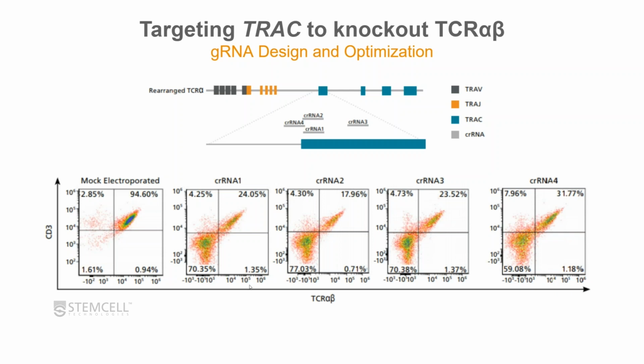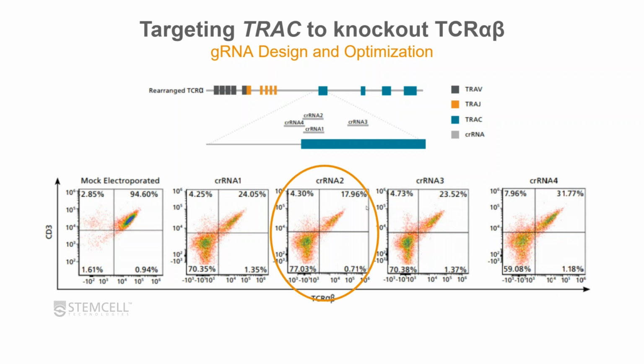And what we found was that all of the RNP complexes with CRISPR RNA 1 through 4 resulted in knockout of TCR alpha beta and CD3, which are co-expressed, as shown here. They actually knocked out TCR alpha beta to varying degrees. So although all of these CRISPR RNAs lie within a very similar region of the genome, there was varying efficacy, and we found that CRISPR RNA2 performed the best out of all of them.